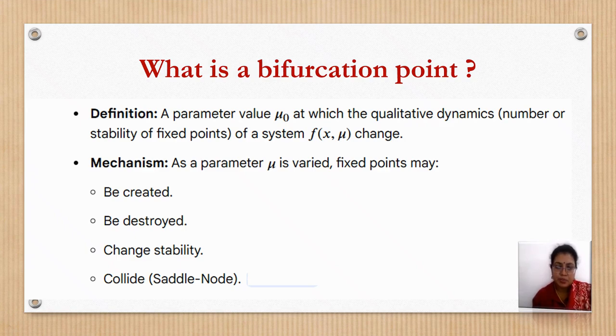As the parameter mu is varied, the fixed points may be created or they may be destroyed, annihilated, or even undergo a change in their stability. They can get swapped or they can collide. So all these changes constitute the change in the dynamical behavior of the system. This is possible if you change the control parameter, and that parameter value is called the bifurcation point.